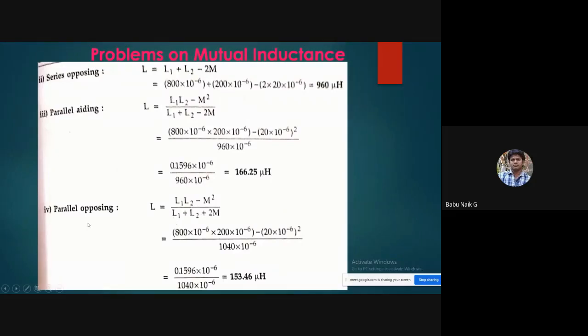Similarly, if we connect this in parallel opposing, having this formula, only the denominator changes, that is plus 2M. Once you take this parallel opposing formula and substitute these values, after simplifying the equation we'll get 153.46 microhenry, which is for parallel opposing here.